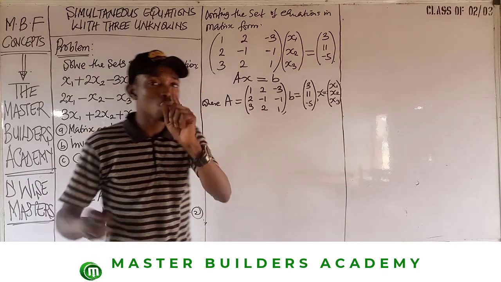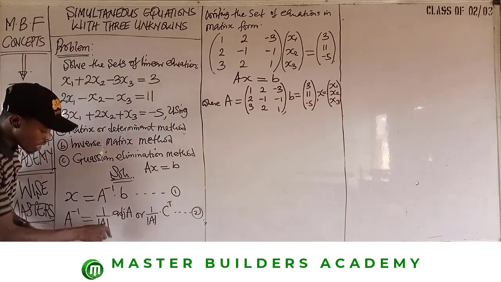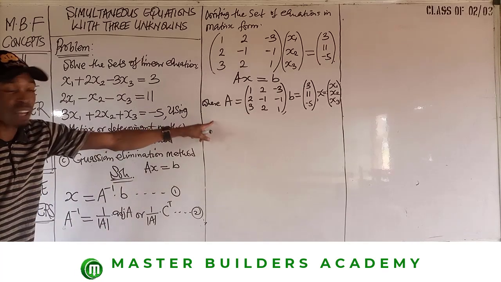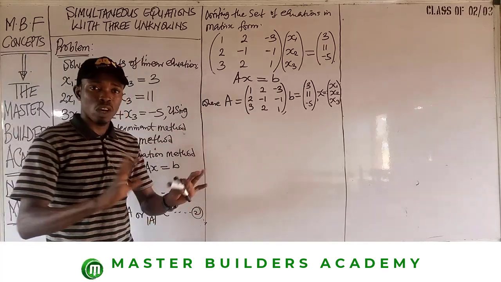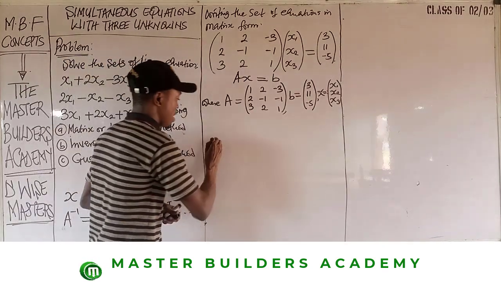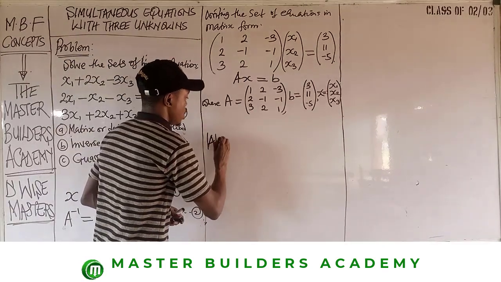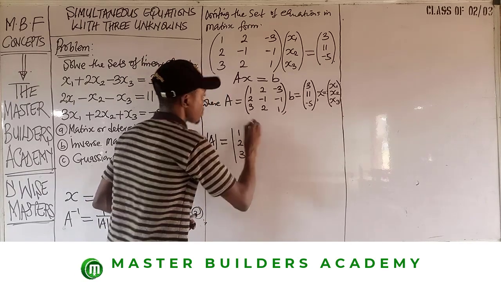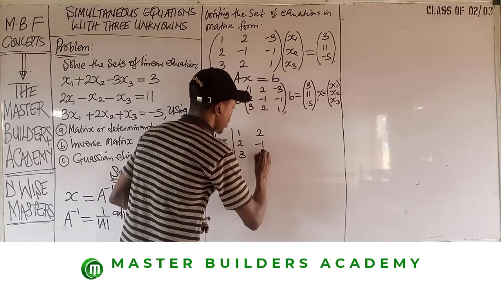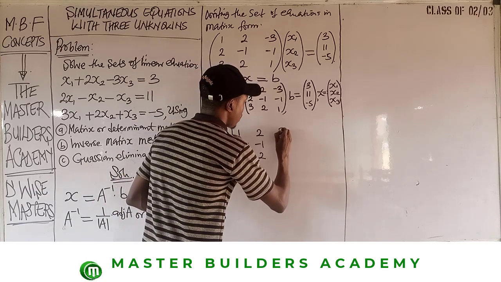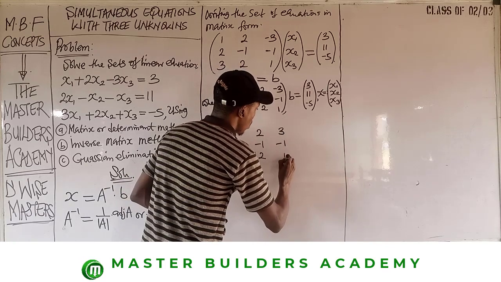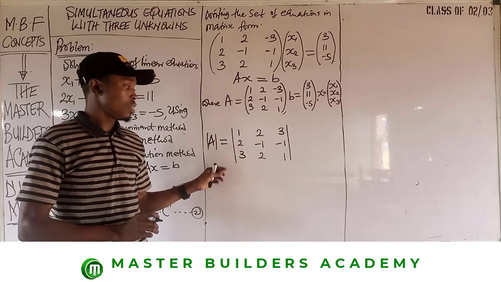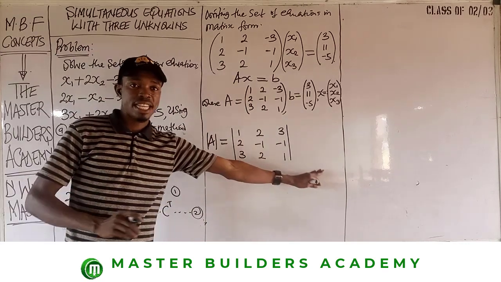Having done that, the first thing we want to do is to come to equation 2. What is the first element there? Inverse of determinant. So we need to first of all find the determinant of A. To find the determinant of A, this is no longer a problem to us, right? So we have A is equal to 1, 2, 3, 2, -2, then 3, -1. This is it. So this is now the determinant of A.